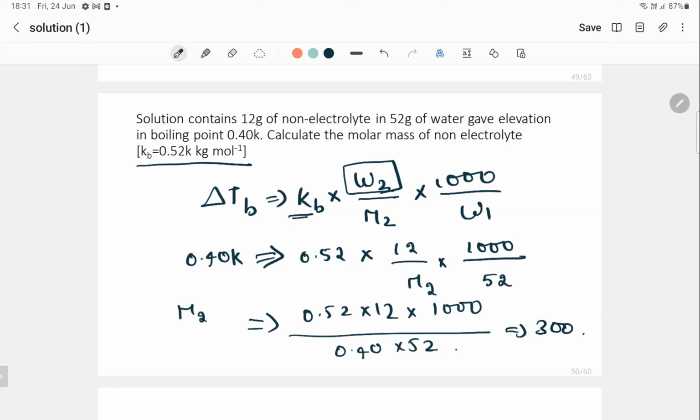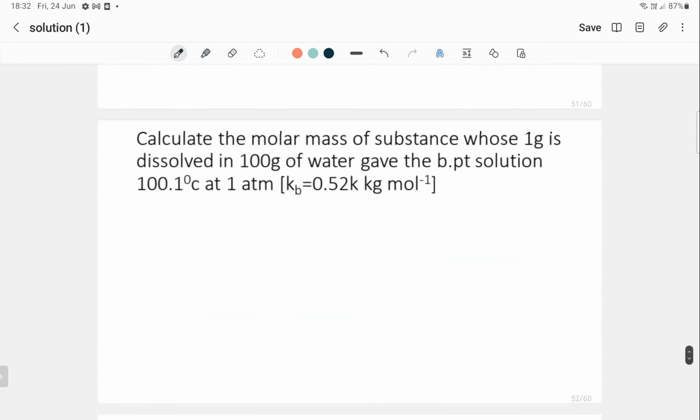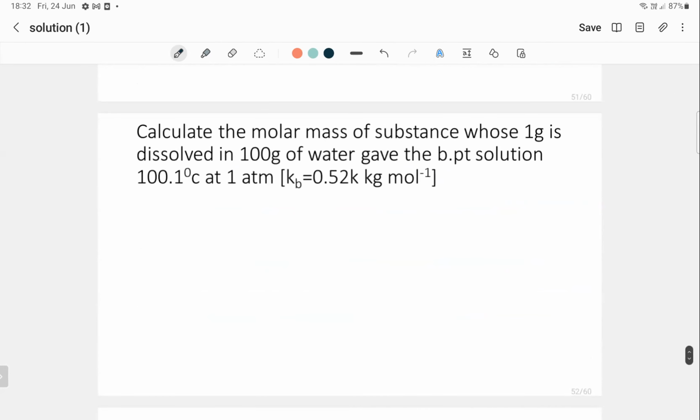300. Okay, now keep the next problem as homework. But do remember, see, this is in degrees Celsius and this is in Kelvin. Correct. So you need to convert degrees Celsius into Kelvin, which is nothing but plus 273. Correct. And now we can calculate this problem. Keep it as homework, or else doing it here is also okay.